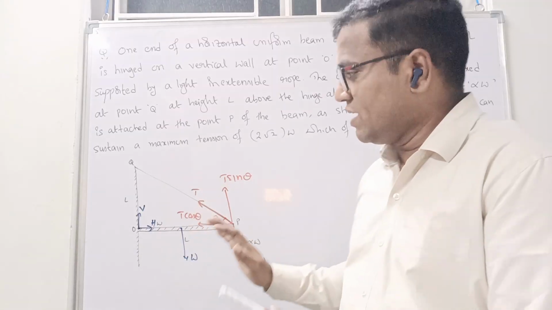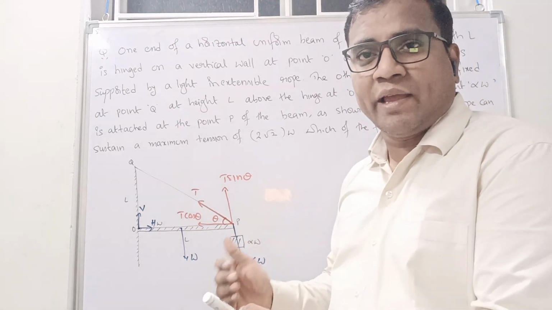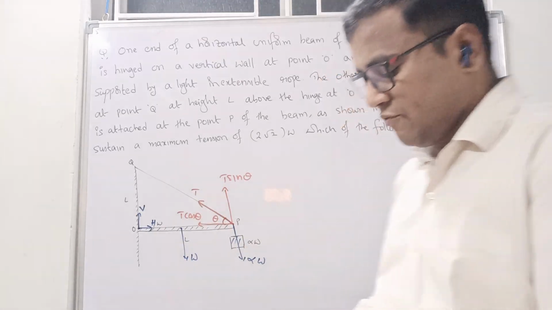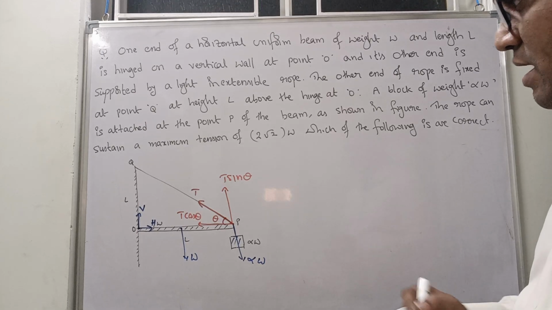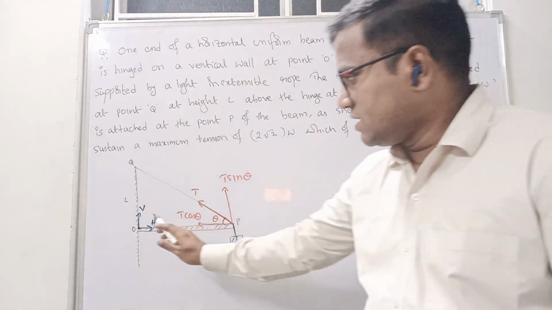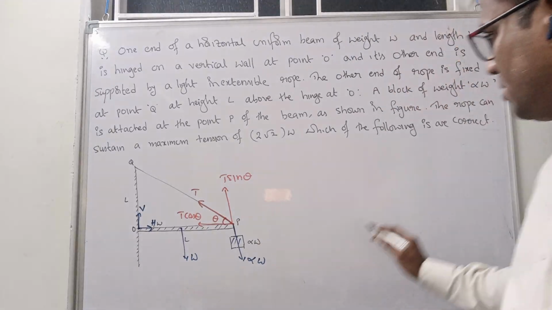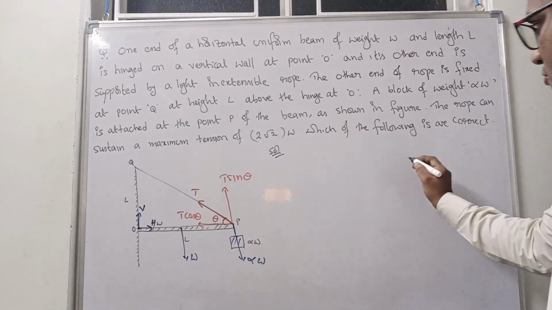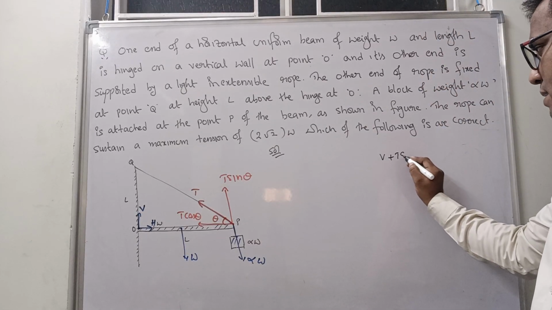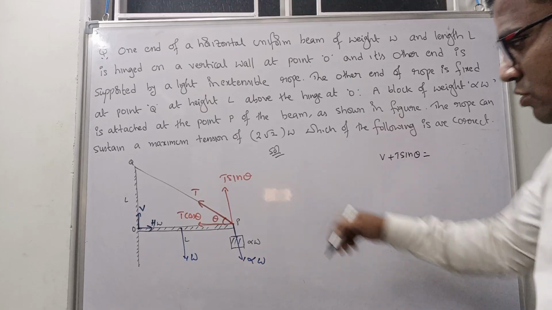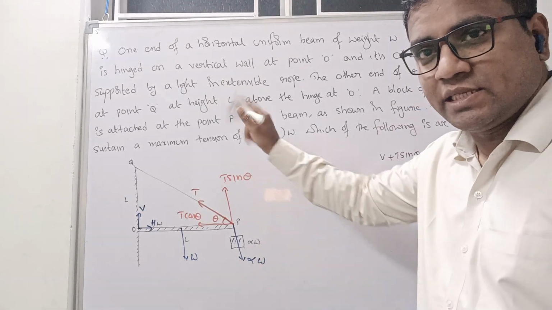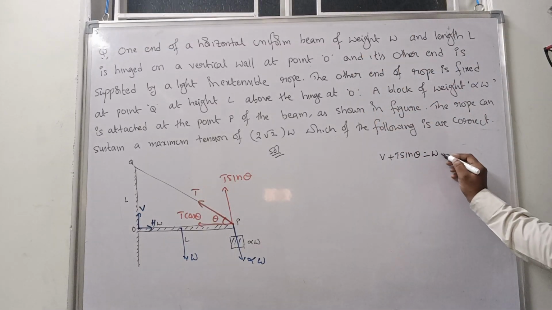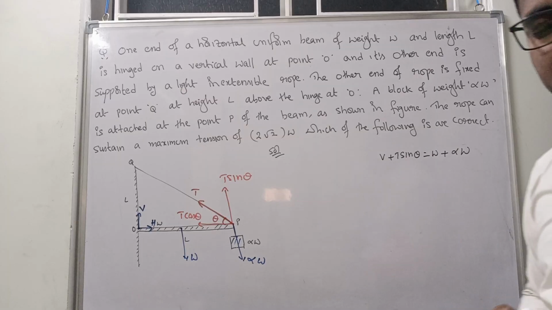Clear? Now the system is balanced. If it is balanced, then we can equate the x-axis and y-axis forces, right? So the first equation is along vertical. Vertical, see, this is V and this is T sin theta. V plus T sin theta is equal to the downward forces, positive y-axis, negative y-axis. Downward force is W plus alpha W. This is one equation I got.